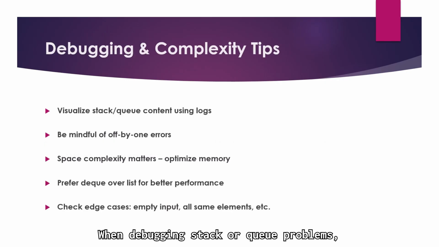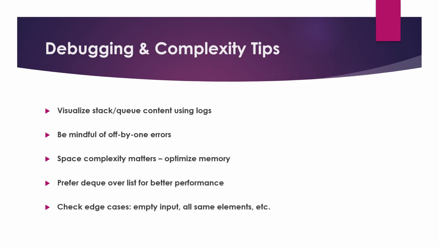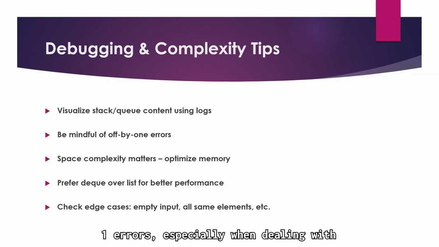When debugging stack or queue problems, visualization is key. Use print statements to track changes in your container. Watch for off by one errors, especially when dealing with indices and loops. Also, don't ignore space complexities. Optimize memory where possible. Prefer DQ over list in most STL contexts due to better performance. And always consider edge cases. They often reveal hidden bugs and edge logic.